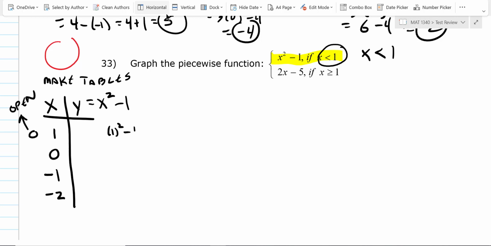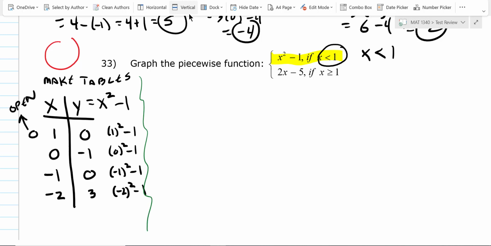1 squared minus 1, that would be 0. You do 0 squared minus 1, that's -1. You do -1 squared minus 1, that would be back to 0. Use your calculator if you have to. Then you do -2 squared minus 1, that's 4 minus 1, so that's 3. Okay, that would be your first table of values, and we'll do the graphing after we do these tables of values. Do you guys understand why I picked 1, 0, -1, and -2? You can't just pick any old number you want to.